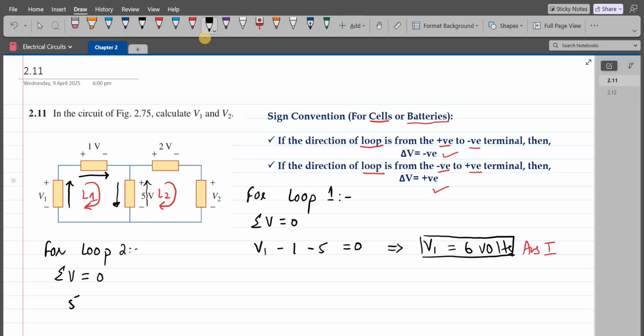Now across this 2 volts, the direction of the loop is from the positive to the negative terminal. So these 2 volts will be taken as negative. And across this V2, the direction of the loop is from the positive to the negative terminal. So V2 will also be taken as negative, equals to 0. So from here, V2 comes out to be 3 volts. So this is our second answer.